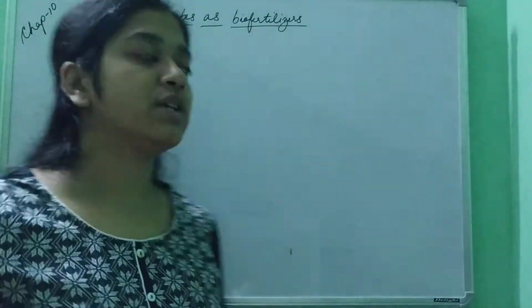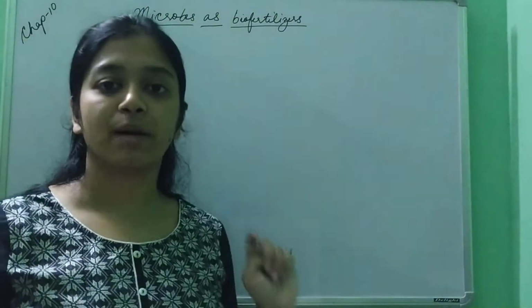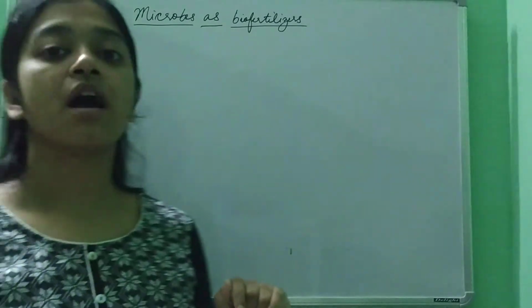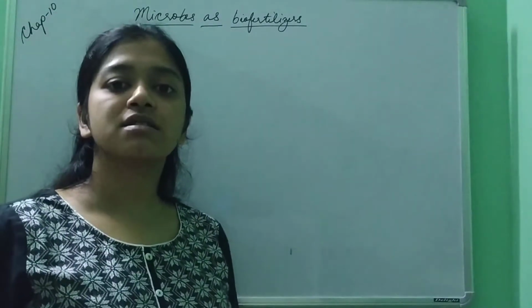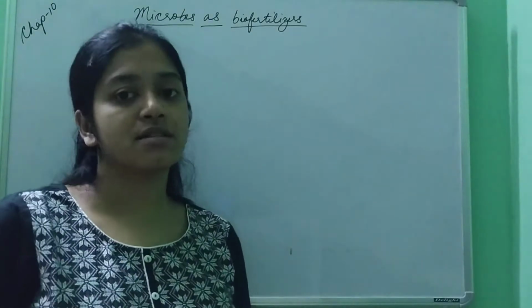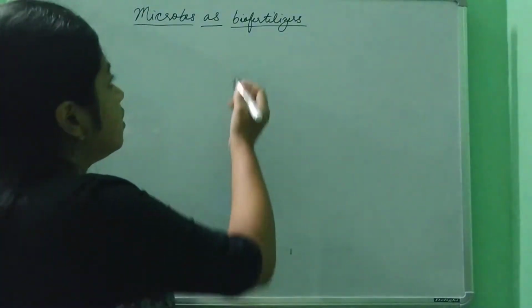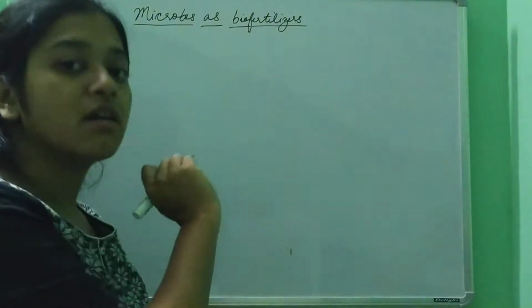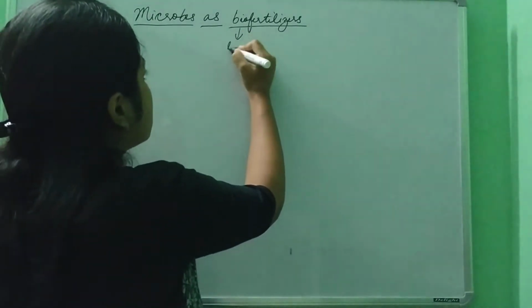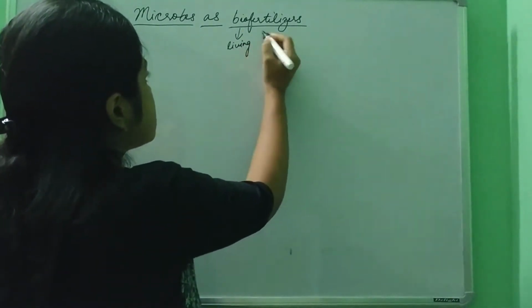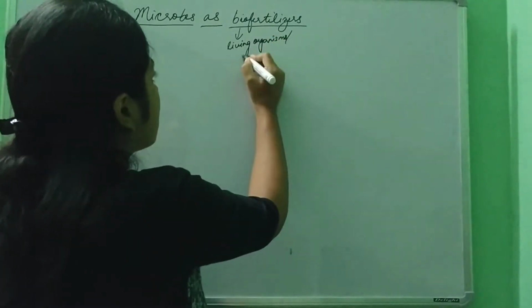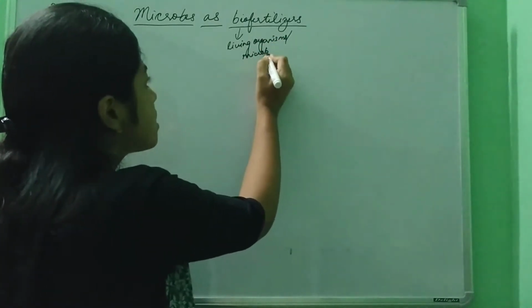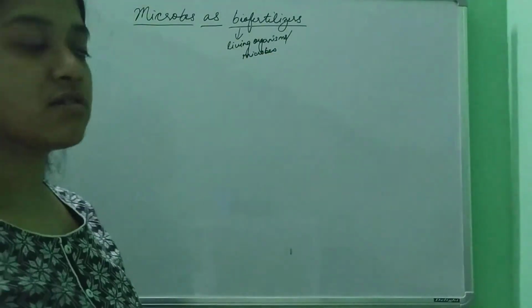Hello students, so today this is the last topic of your chapter 10, which is microbes as biofertilizers. Now where are fertilizers used? Fertilizers are used in soil to enhance the quality of soil. So here we will study biofertilizer. Means these are living organisms or microbes which will be used as fertilizers.